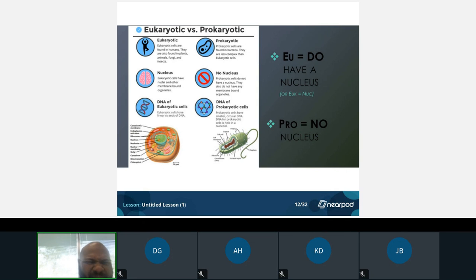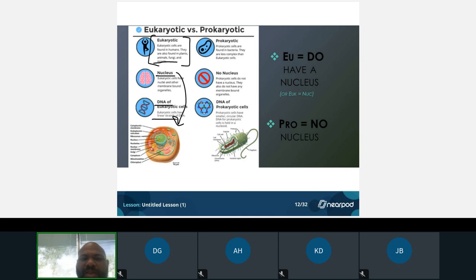Eukaryotic cells are only found in plants, animals, fungi, and insects. They are from multicellular organisms. Okay. They have a nucleus. DNA is located inside, and DNA inside of a eukaryotic cell, the double helix structure, is located in the nucleus of the cell.